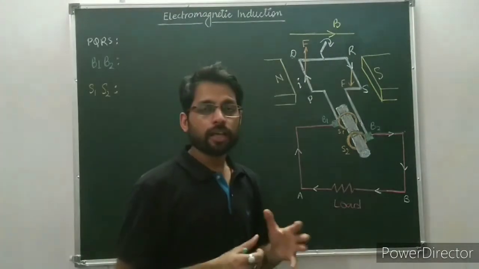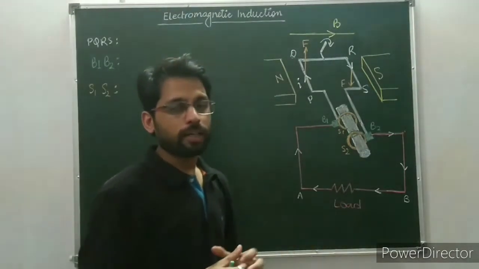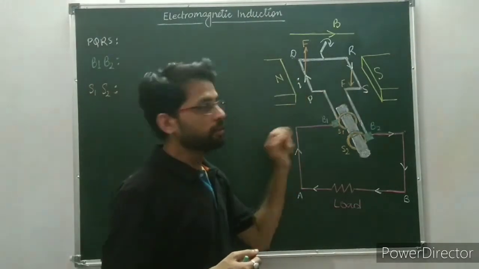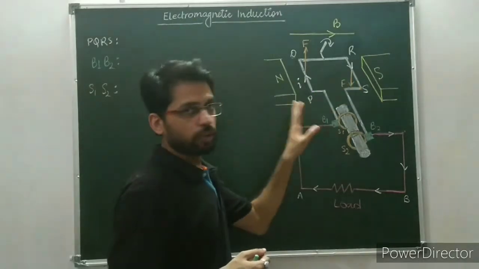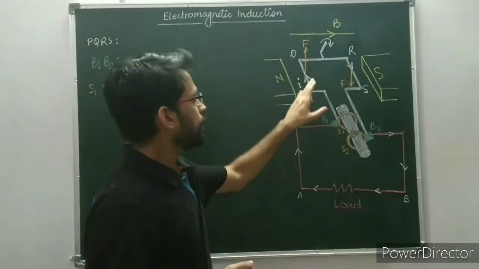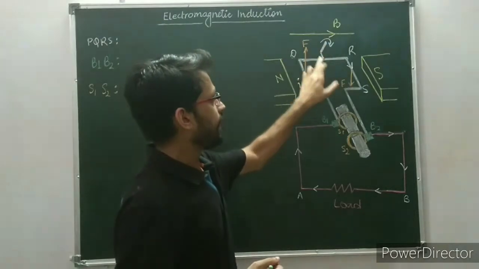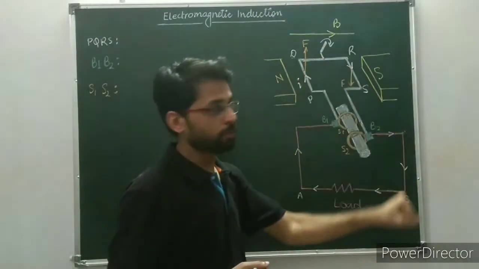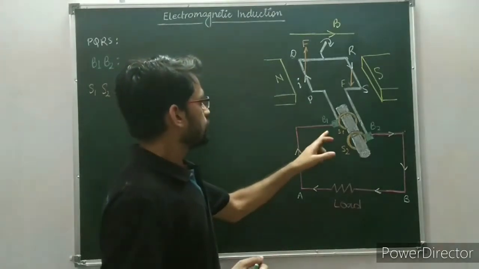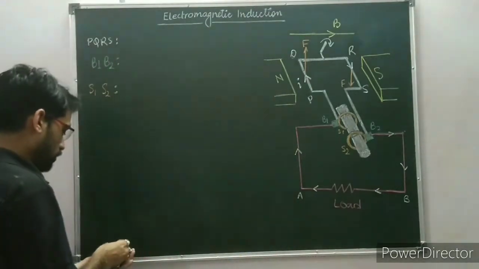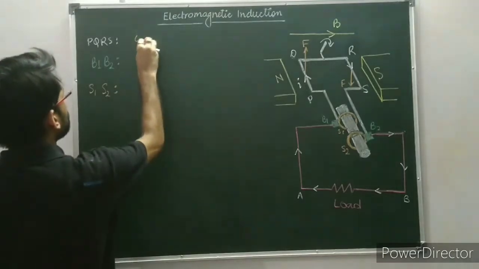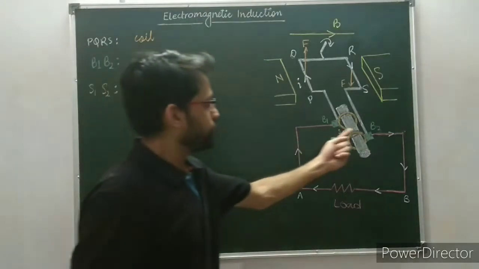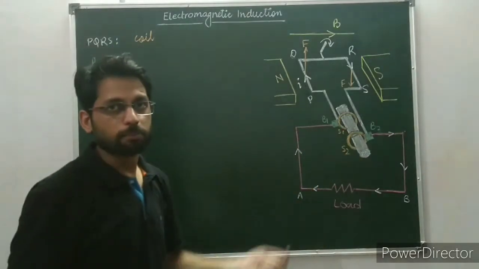Now I am going to discuss some important parts of the AC generator. First one is coil. This coil is made up of insulated copper wires, and a handle is attached to this coil so that you can rotate it. Second is B1, B2. B1, B2 are the carbon brushes.